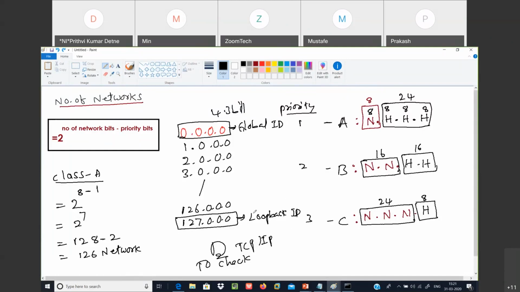The class B total networks are valid: 2 power 16. In class C, 2 power 24 minus 3. In class B, 2 power 16 minus 2 is priority bits. Okay, guys? Make a note of it. You can copy it. You can just take a screenshot.